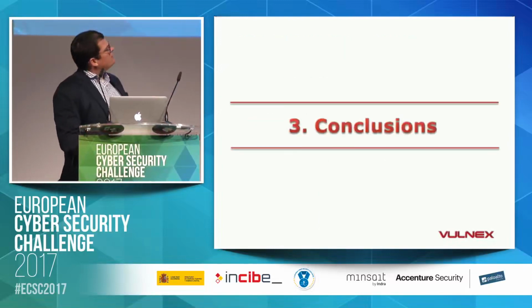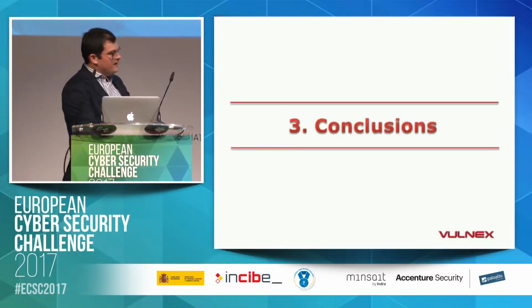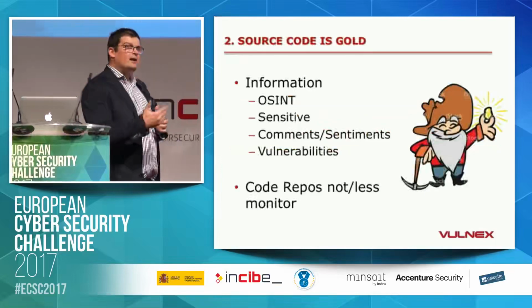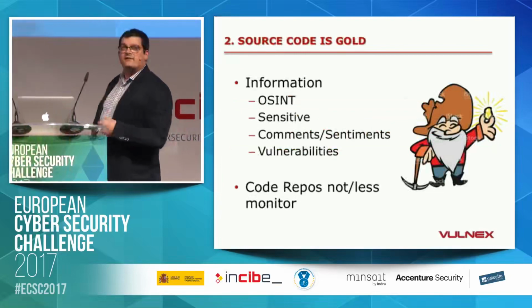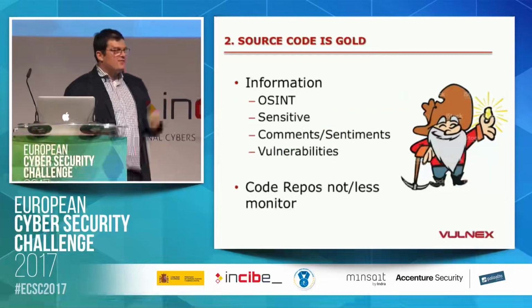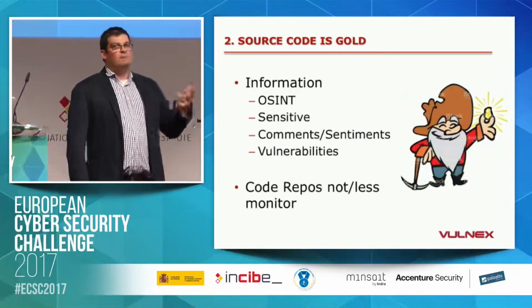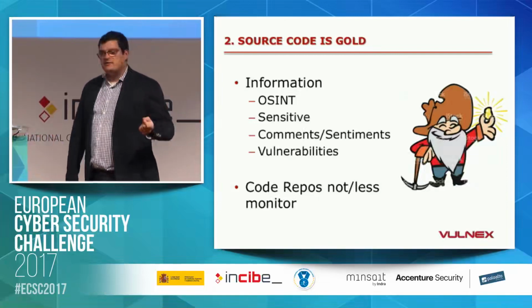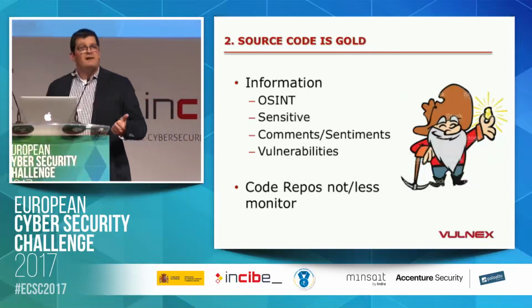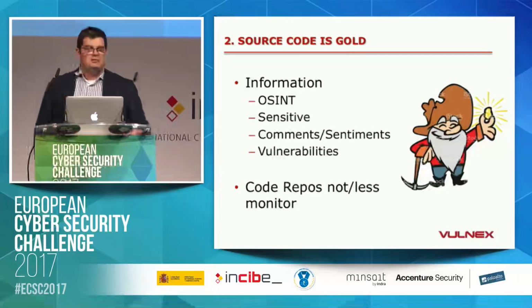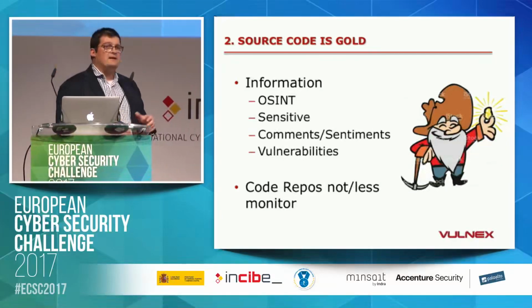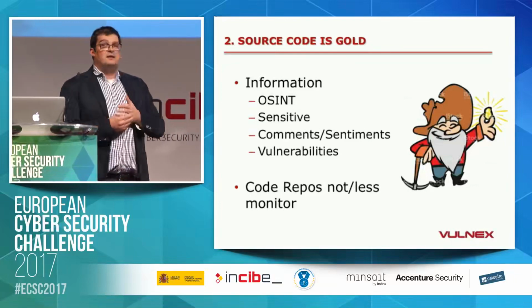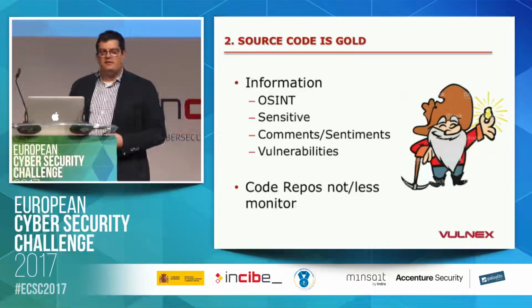So, some of the conclusions here. Now I hear a lot that data is the new oil. Perfect. So I will say that if data is the new oil, source code is for sure the new gold. Because we can find a lot of information there. For example, we can find open source intelligence information we can use, like emails, the different stuff we have just seen. We can also find sensitive information there. Sometimes you can find credentials, tokens, all other stuff.